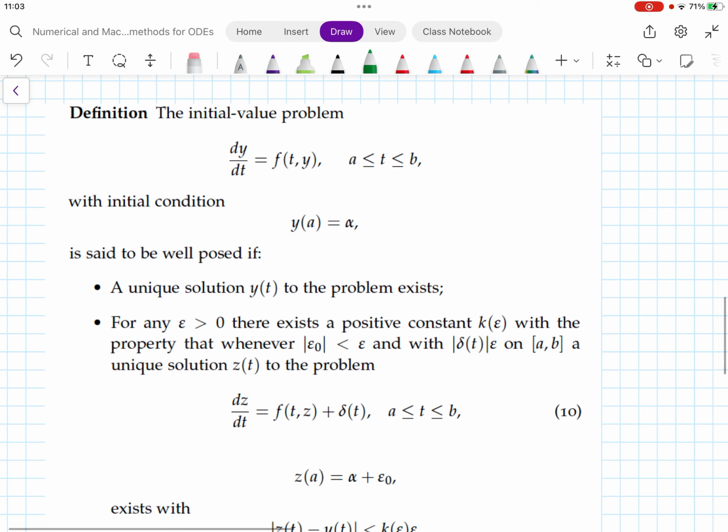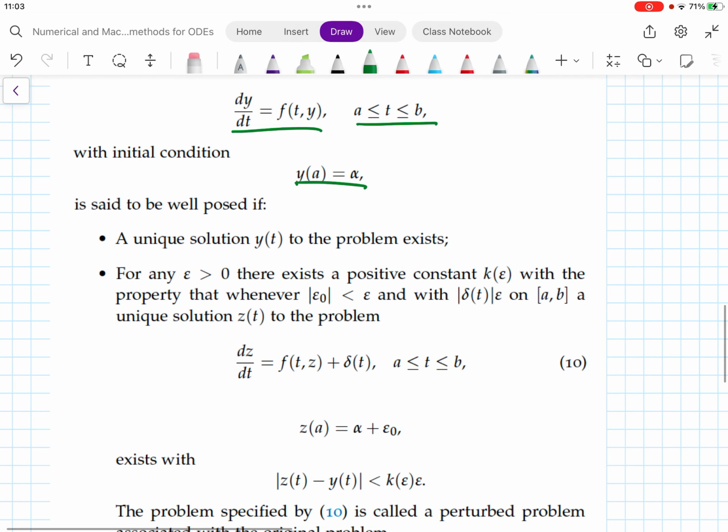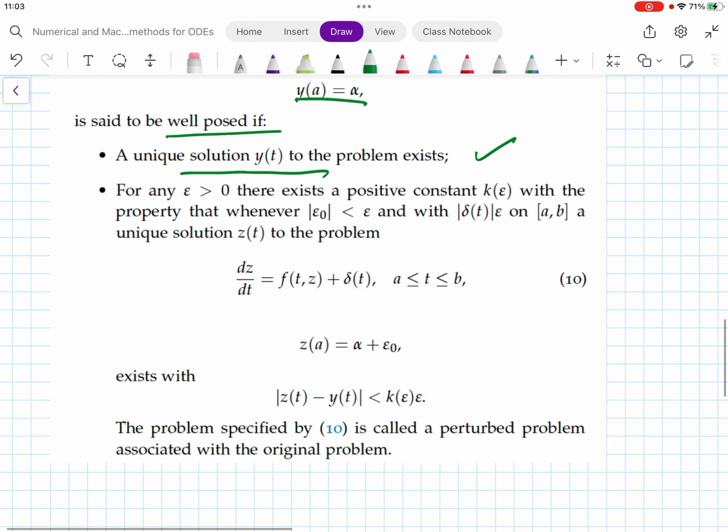Next, just more about our initial value problems. If we have an initial value problem, dy/dt is equal to f(t, y) over the domain a less than or equal to t less than or equal to b, where our initial condition y(a) is equal to alpha, it is said to be well posed if it has a unique solution. If it does not have a unique solution, we shouldn't even attempt the problem.